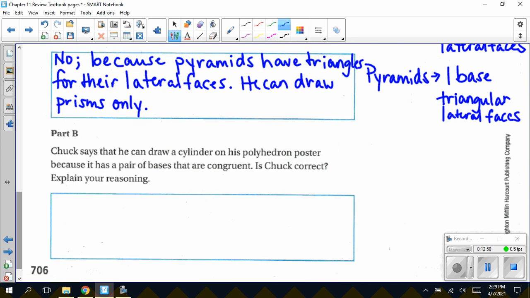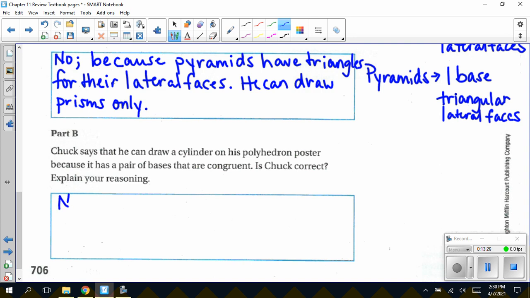Moving on to part B, Chuck says that he can draw a cylinder on his polyhedron poster because it has a pair of bases that are congruent. Is Chuck correct? And explain your reasoning. Well, we've already said that a polyhedron is a 3D shape that is made up of all polygons. A cylinder does not have a single polygon on it. Remember, a polygon has line segments to form those sides. A cylinder has all circles or curved surfaces.